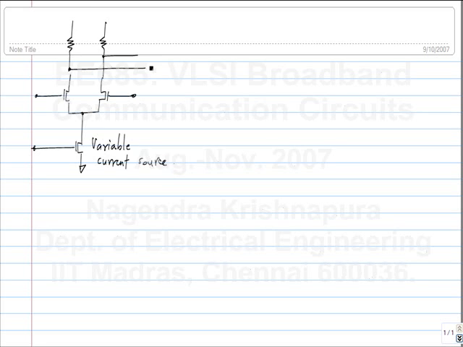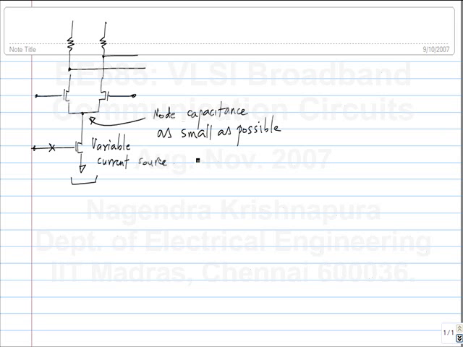Again, there are probably innumerable ways of varying the current source, but we are discussing one particular kind where we can vary it digitally. We have a number of current cells in parallel and we turn them on and off. But of course, you can think of varying the gate voltage or doing something else. And one constraint that we would like to maintain is to keep this node capacitance as small as possible. I'll explain shortly why that should be the case.